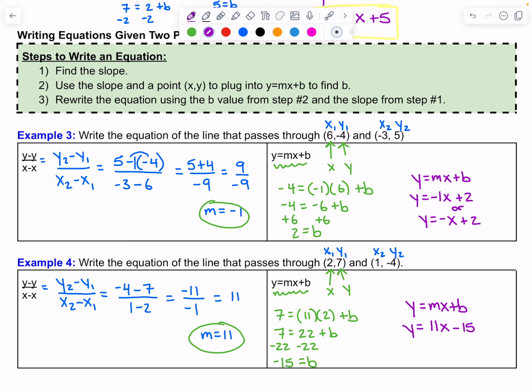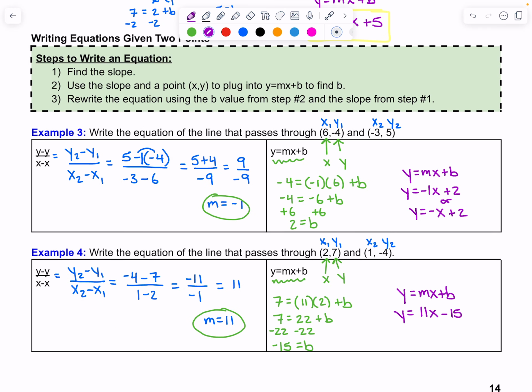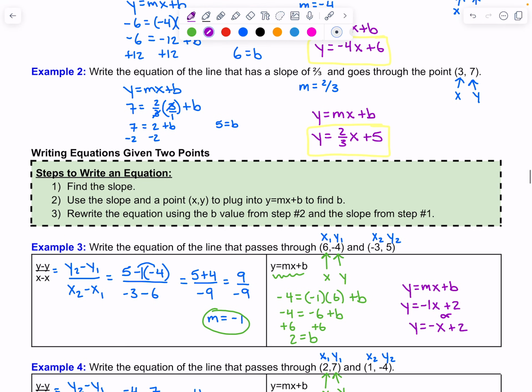All right, so that's it for some examples of how to write equations given a point and a slope or given 2 points.